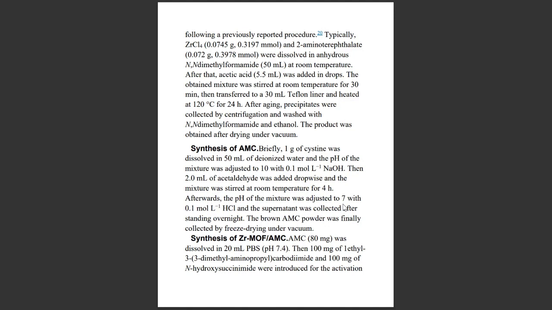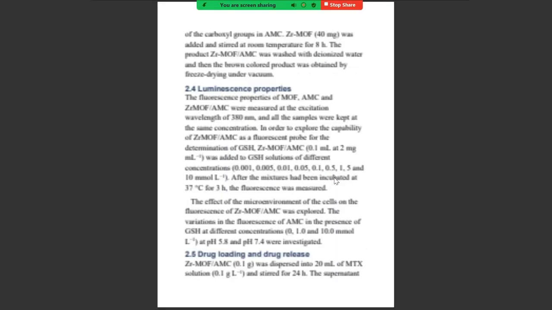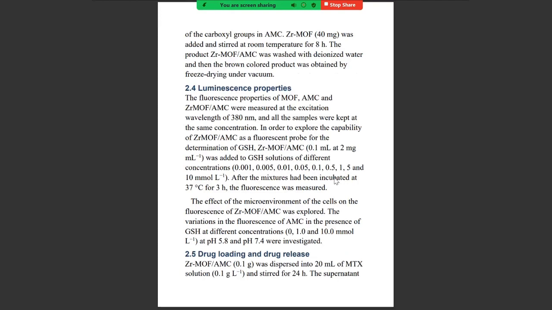Then the dark mass consisting of AMC was dissolved in 2 ml, and then 100 mg of 1-ethyl carbodiimide and 100 mg of N-hydroxysuccinimide were introduced for the activation of the carboxyl group in AMC. Then ZrMOF of 40 mg was added and stirred at room temperature for 8 hours. The product was washed with deionized water and then a brown color product was obtained by freezing, drying, and vacuum.